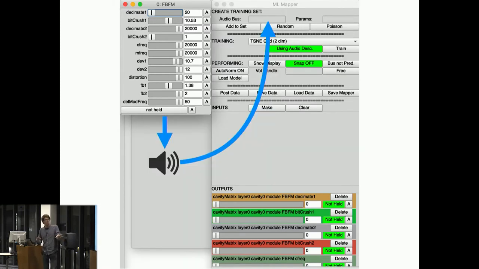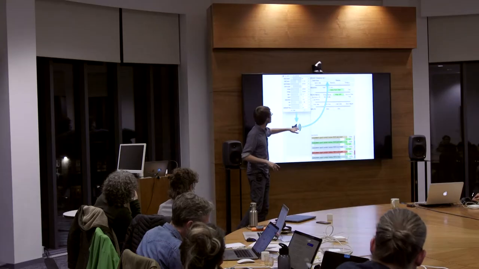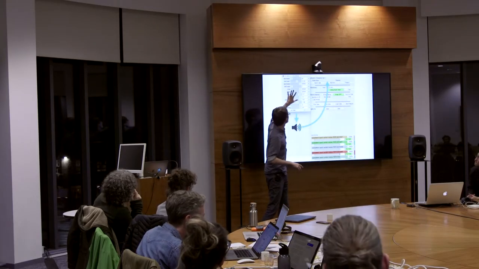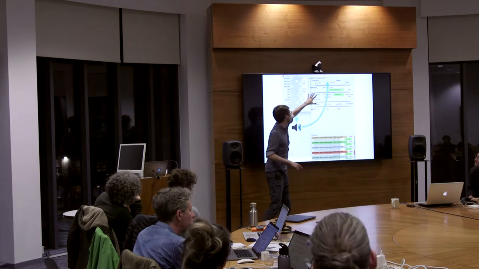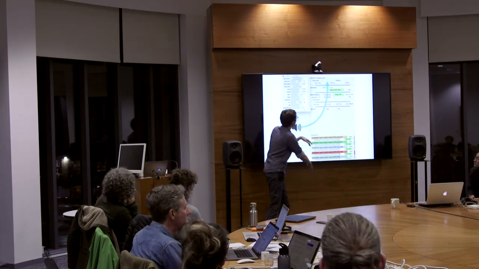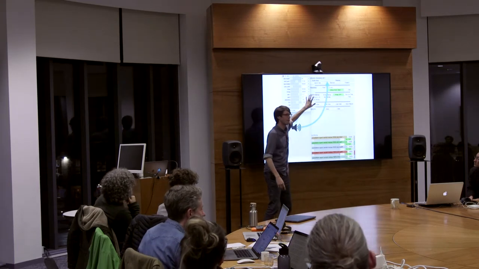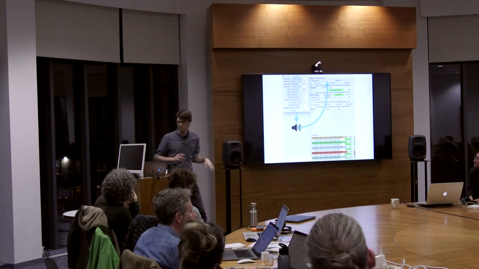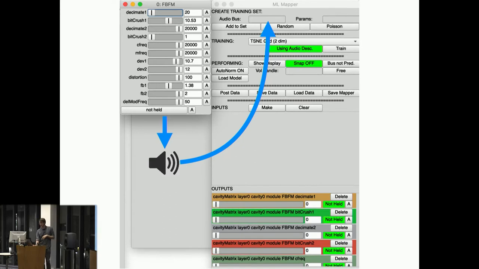Before I perform with this, I take the sonic output of this, and I take this audio bus and drag it into here so that this ML mapper is aware of what all the parameters are and also is aware of what the sound is that's coming out of the synthesizer itself. And then while performing, I wiggle a bunch of sliders and find a sound. Cool, I like it right there.